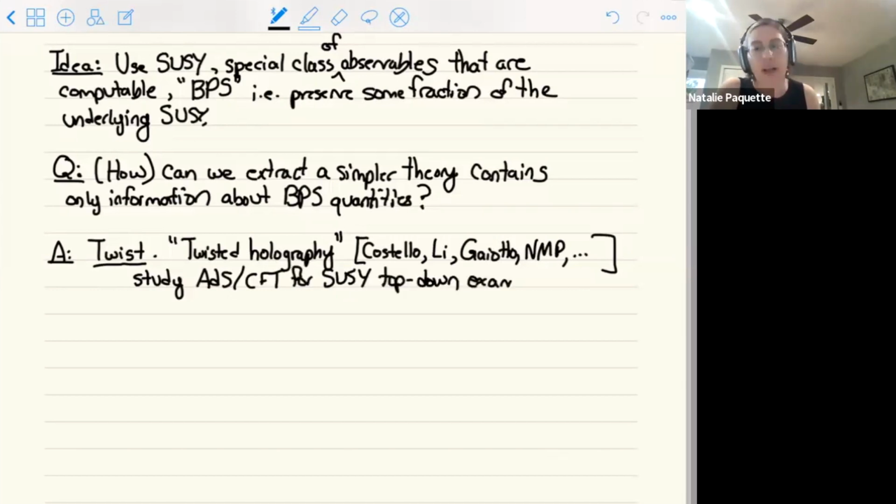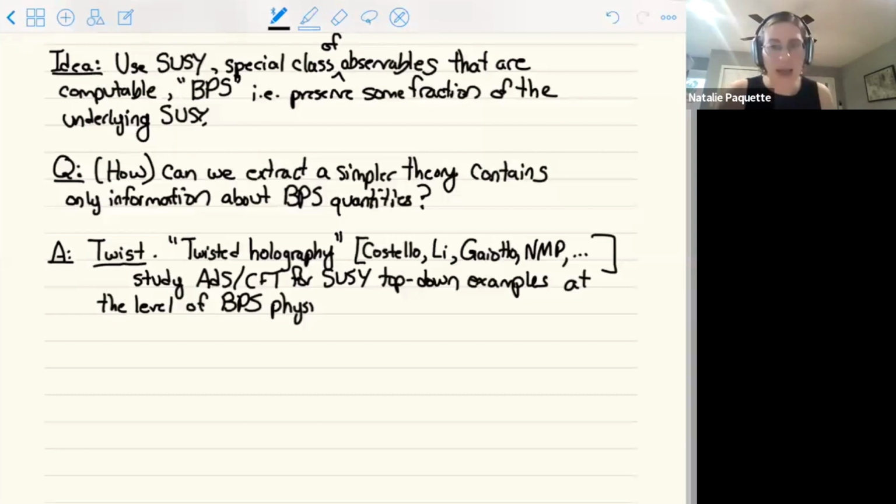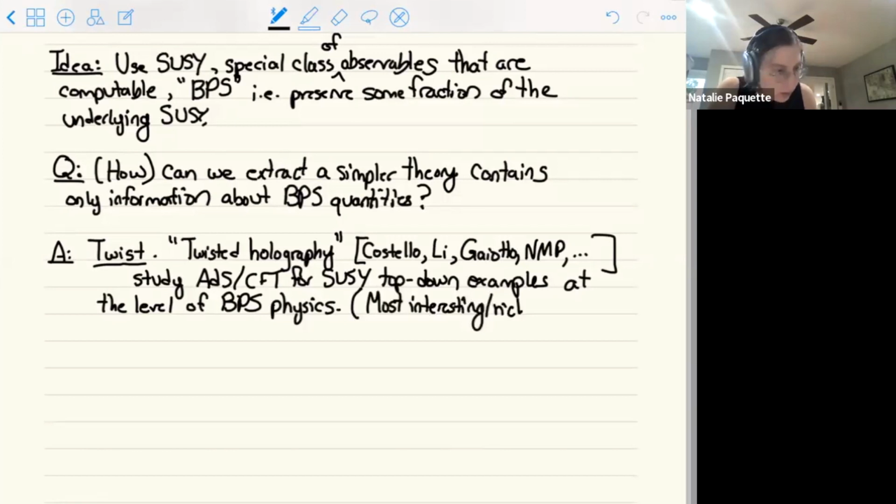Top-down meaning constructions that arise from string theory, for example, the classic duality between four-dimensional N=4 super Yang-Mills and type IIB string theory on AdS5 × S5, and so on, at the level of these BPS quantities. So we're making things as precise as we can for the most generic kind of BPS observable. And this is most interesting and most rich when we focus on twists that use or preserve the smallest possible fraction of the supersymmetry.